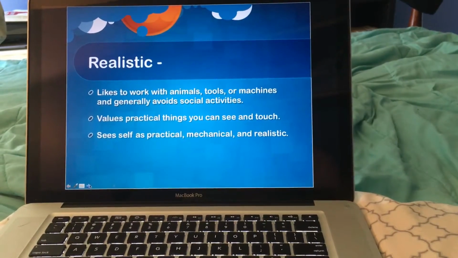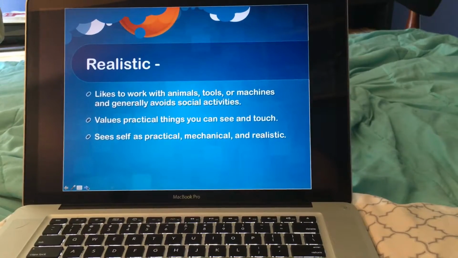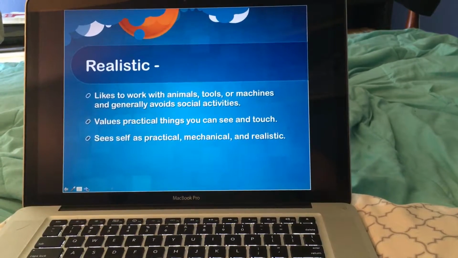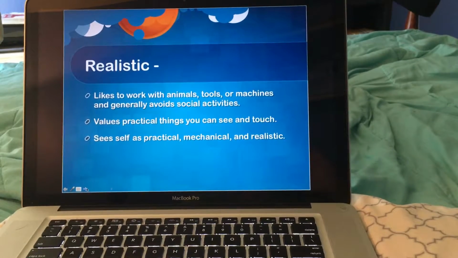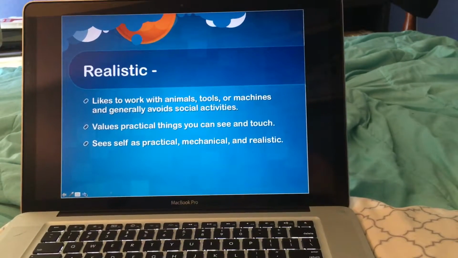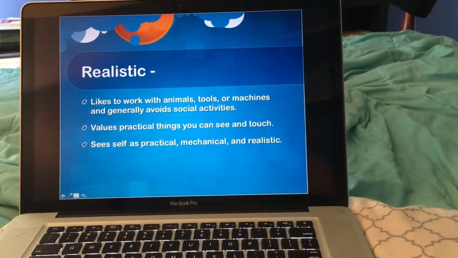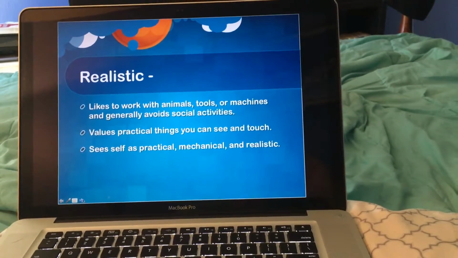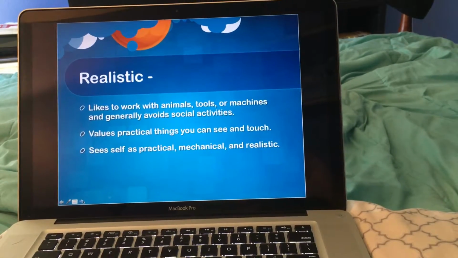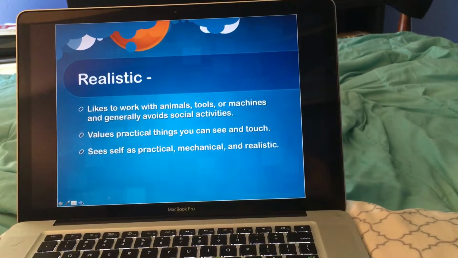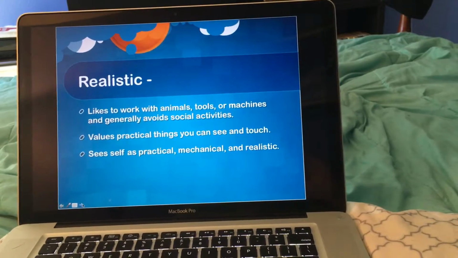Realistic. It says here they like to work with animals, tools, machines, generally avoid social activities. They value the practical things they can see and touch, and they see themselves as practical, mechanical, and realistic. They're independent and stable, persistent, genuine, practical, kind of thrifty, no-nonsense, down-to-earth individuals. They prefer things rather than ideas or people, and they like to work with their hands.